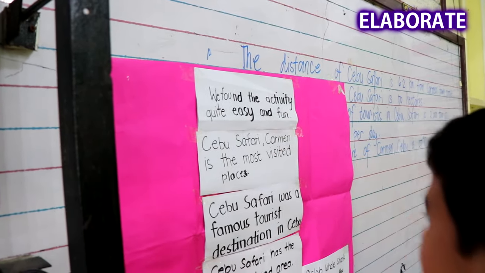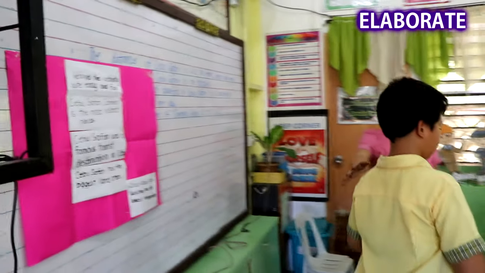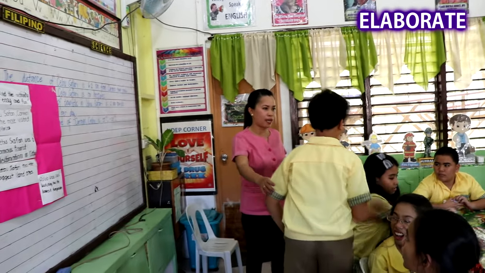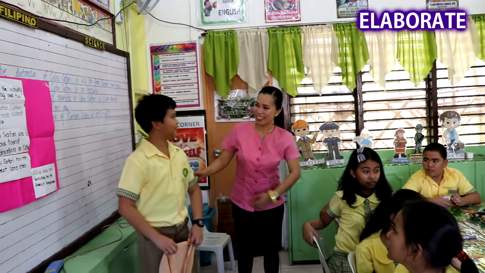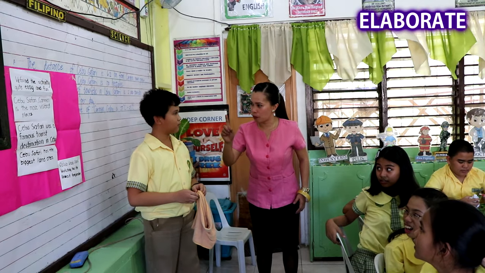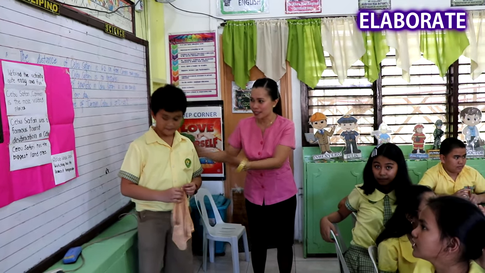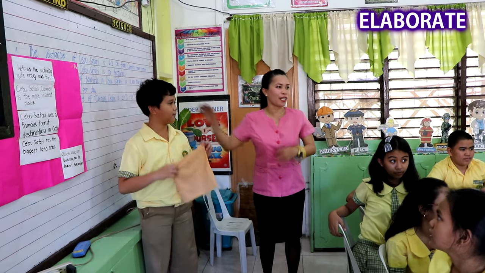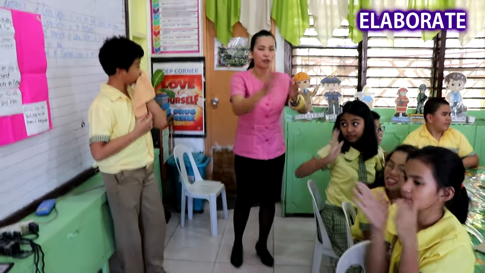Okay. Why should we use place instead of places, Ruben? We're only talking about one place, and that is? Cebu Safari. Very good, Ruben. How about a big round of applause for Ruben?